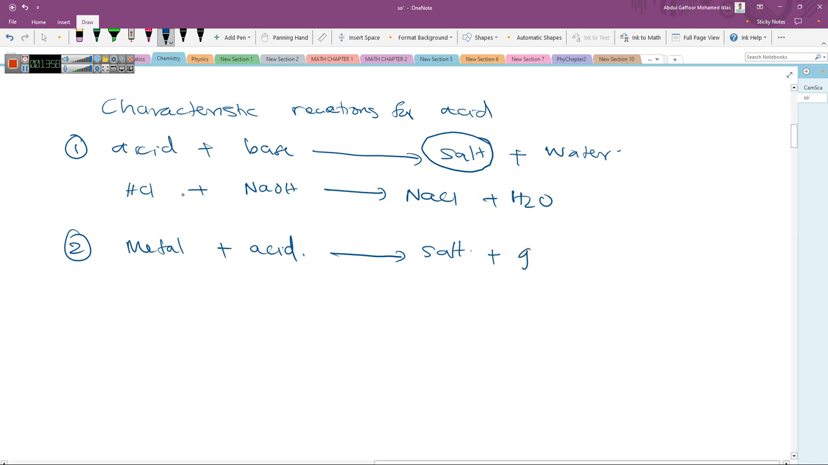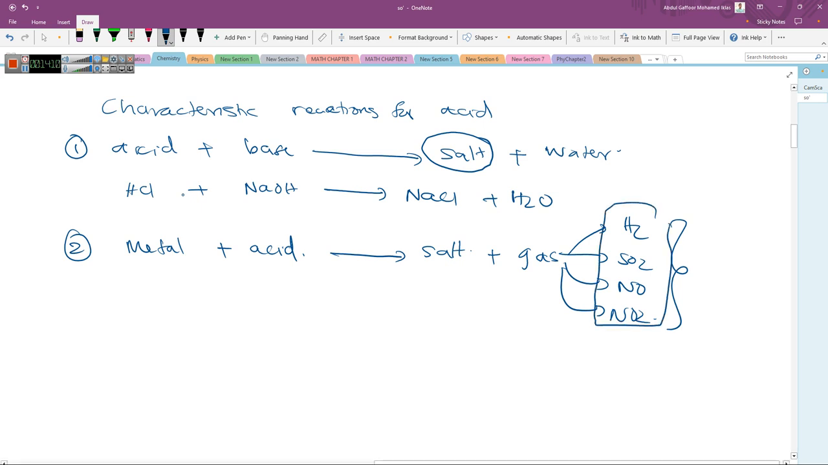So acid plus metal gives gas, and this gas might be H2, SO2, NO gas or even NO2 gas, depending on the type of acid you are using. You will get one of these gases in addition to salt. What we are interested in here is producing salts. If you make a metal react with acid, you will get salt, and the gas will go to the atmosphere, so we don't need to worry about these gases. We can produce salts, right? So we can use this acid.